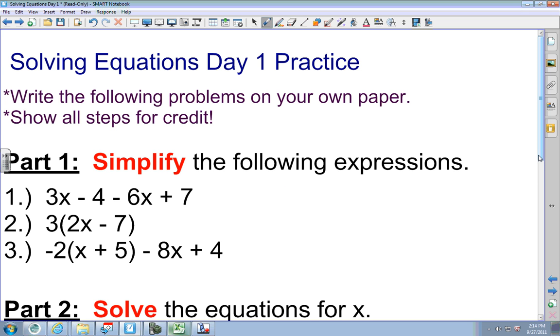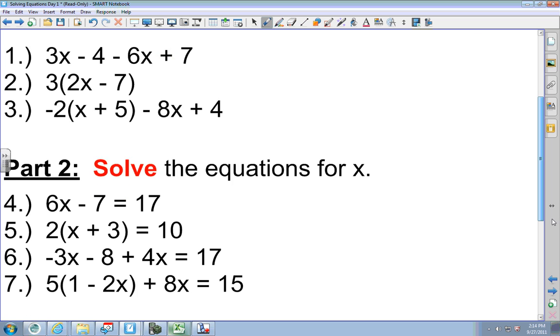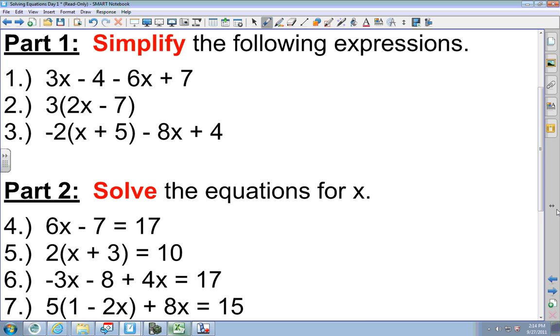Now, if you want some other ones to practice right here, there's some that you can put in there and practice, and then you can use your calculator to check and see if you got the right answer or not.